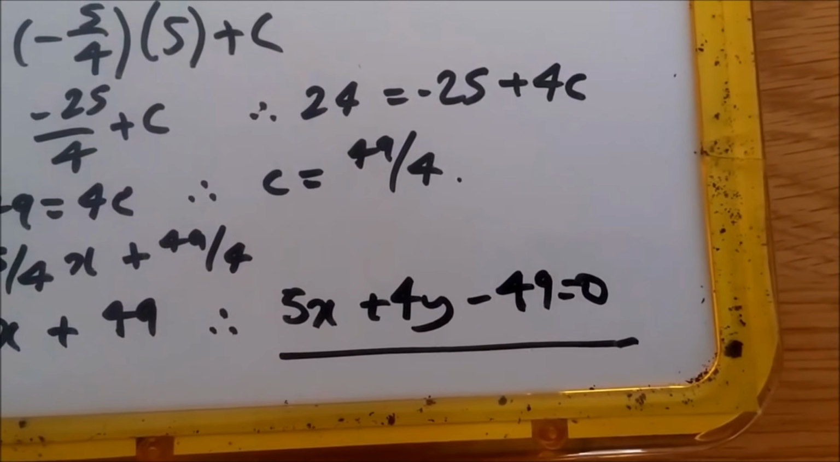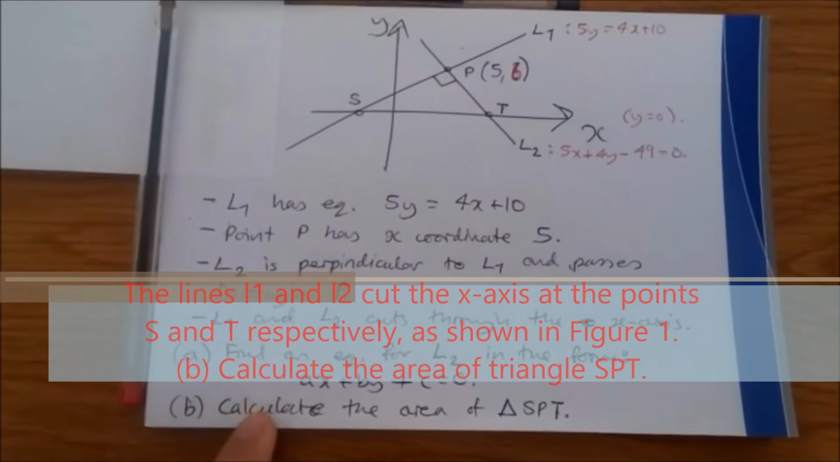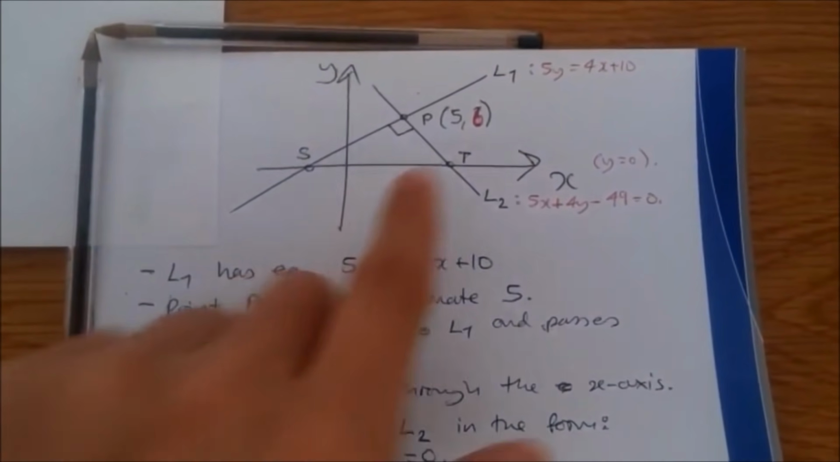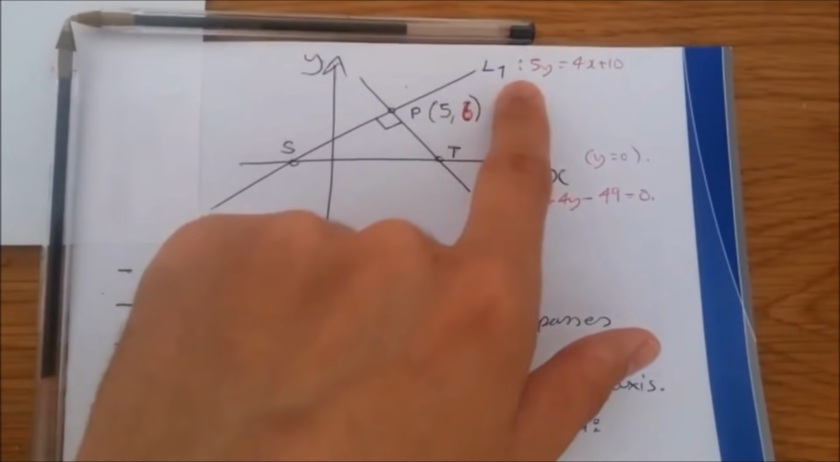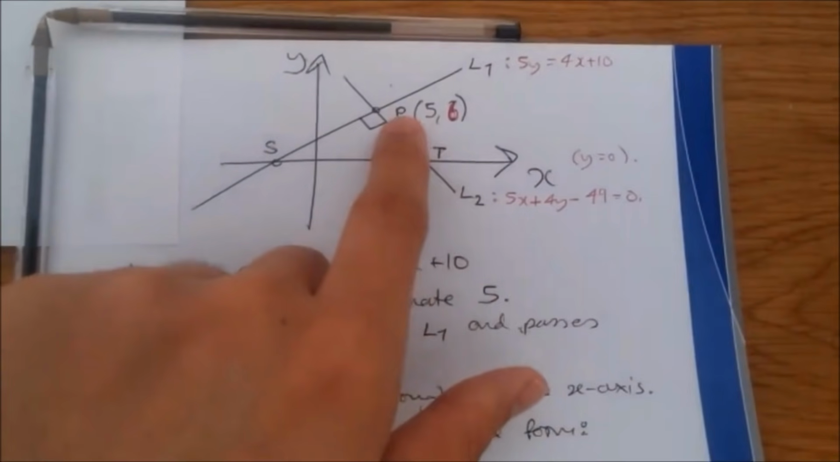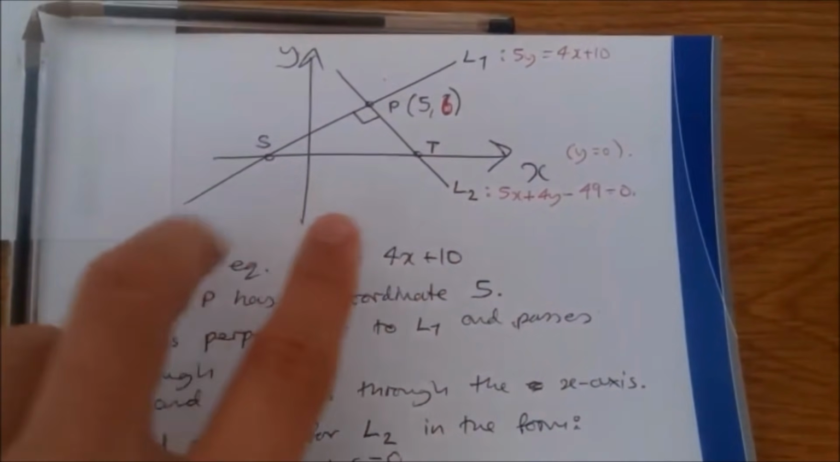Okay, let's move on to part B. Here we need to calculate the area of triangle SPT. So just a quick recap. I've attached the equation for L1 and the equation for L2. I've also replaced the y coordinate with the 6 we obtained, so P is now (5, 6).